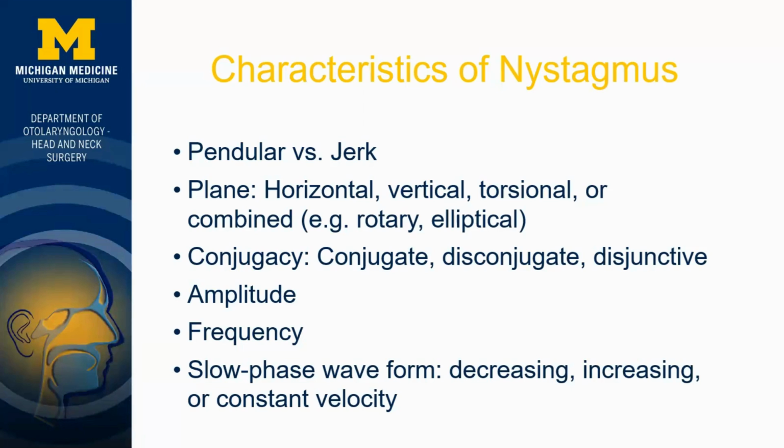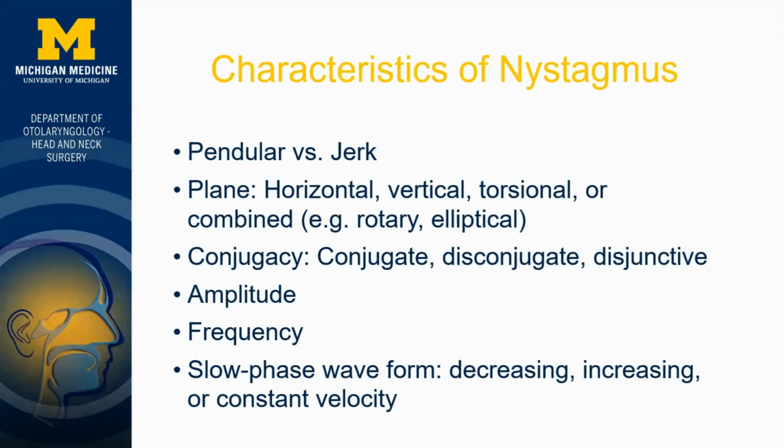And as a callback to that last slide, our VNG equipment currently does not take into account torsional or elliptical, like a rotary nystagmus, because it's broken down into a horizontal component and a vertical component. So that's when it becomes important to make sure that you have video recording as well. When you talk about nystagmus, you can also talk about conjugacy.